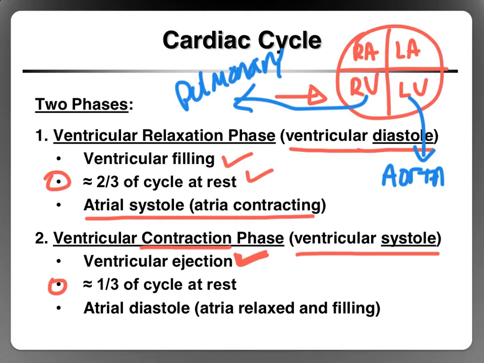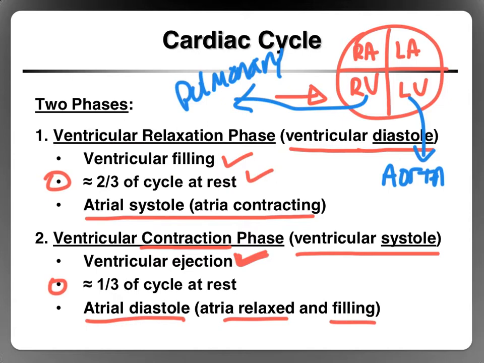And then simultaneously, while the ventricles are contracting, the atria are in diastole. The atria are relaxed. The atria are refilling, getting ready again to eject more blood into the ventricles. So the right atria is being filled by the vena cava, and the left atria is being filled by the blood coming back from the pulmonary system.